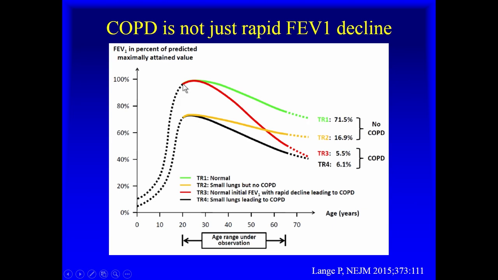So this is a normal rate of decline with aging. This red line represents the traditional model of COPD with normal lung growth, normal lung plateau in lung function, and accelerated decline, presumed due to cigarette smoking. And that is one pathway that leads to COPD.